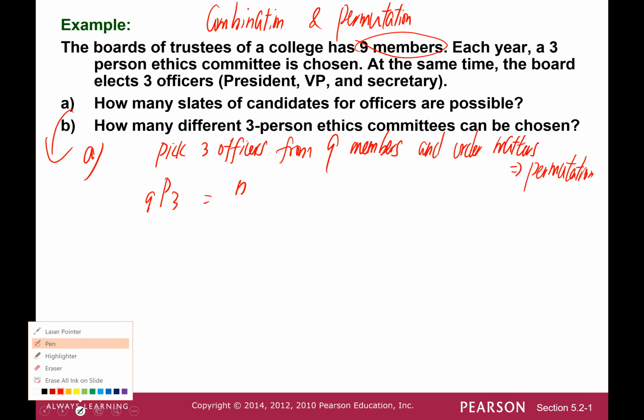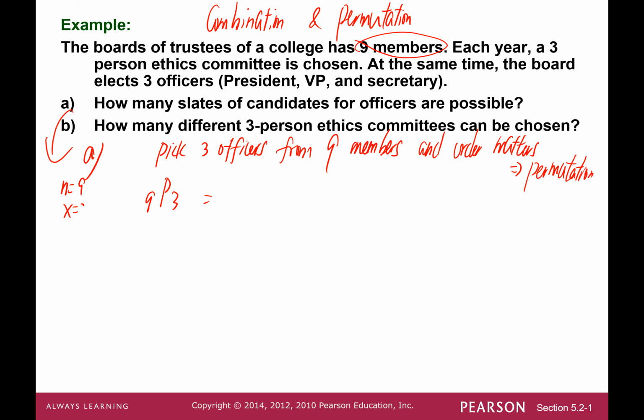So it's going to be 9 factorial in this case. Here n equals 9, and r equals 3. So that will be n factorial over n minus r factorial. So it will be 9 factorial over 9 minus 3 factorial. So it becomes 9 factorial over 6 factorial.